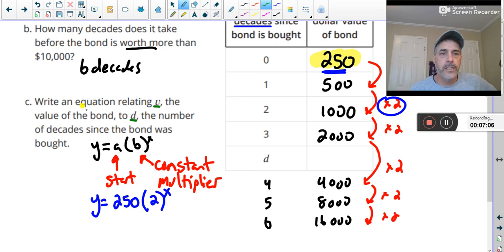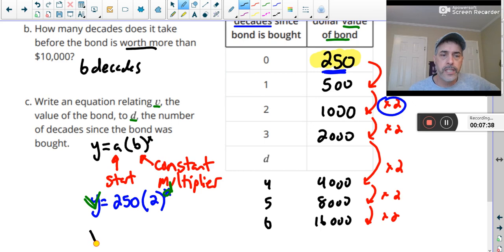And now it says, write an equation relating V, the value of the bond. Well, this is the value of the bond. So my value of my bond is my output. That's going to be my V term. The number of decades since it was bought is my X value. So I'm going to change this to the variable D. And a lot of times on these word problems, they want you to use the letters that they want you to use. So we have to get comfortable with that.